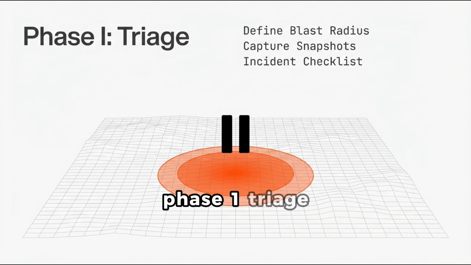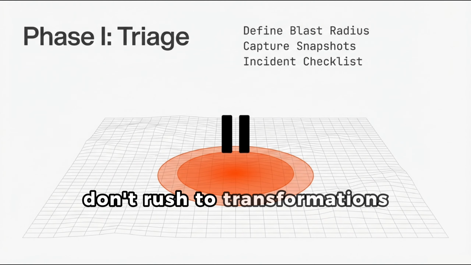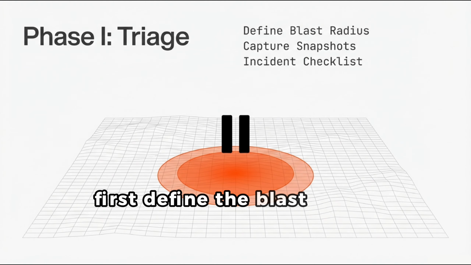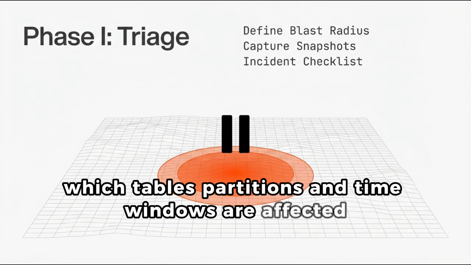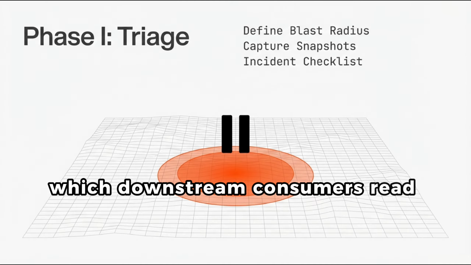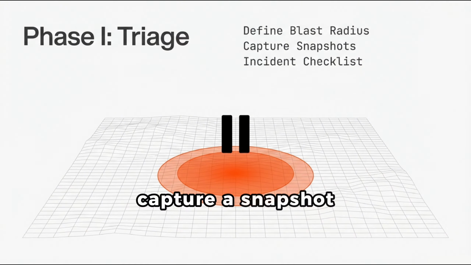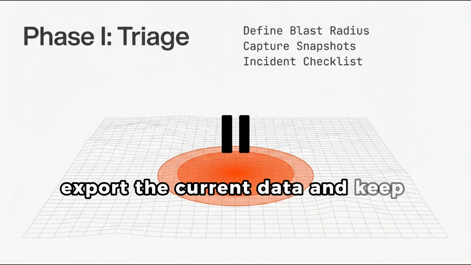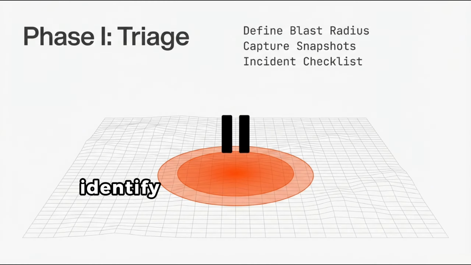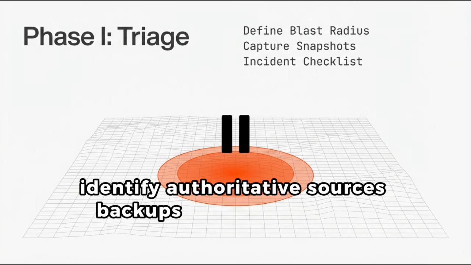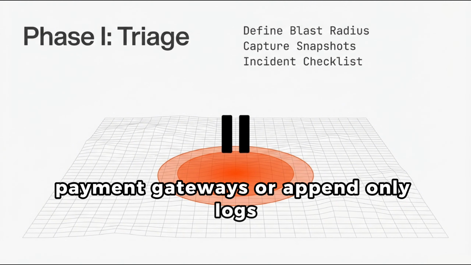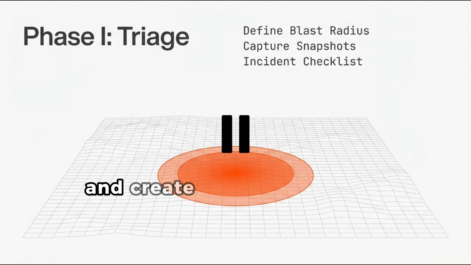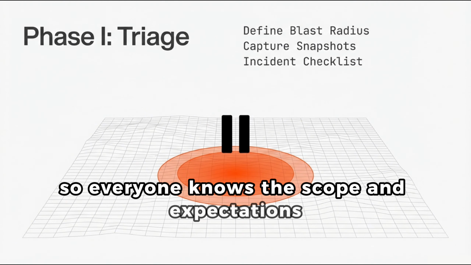Phase 1. Triage. Don't rush to transformations. First, define the blast radius. Which tables, partitions, and time windows are affected? Which downstream consumers read that data? Capture a snapshot. Export the current data and keep immutable copies. Identify authoritative sources, backups, upstream systems, payment gateways, or append only logs. Document the symptoms and create a simple incident checklist so everyone knows the scope and expectations.